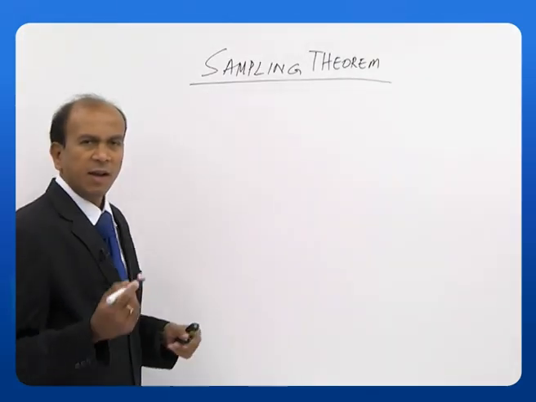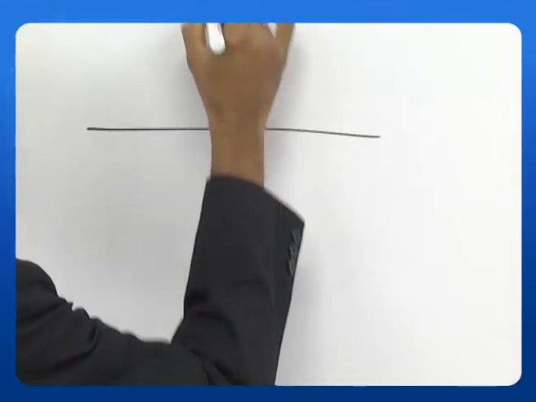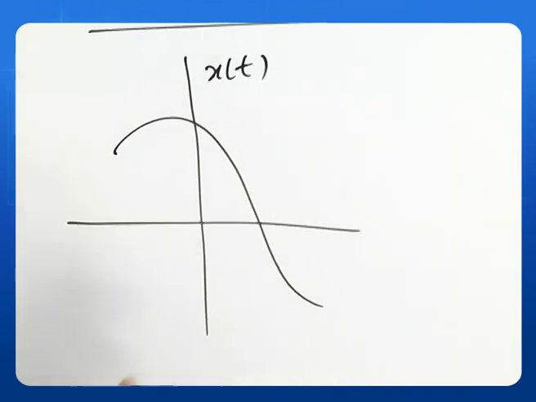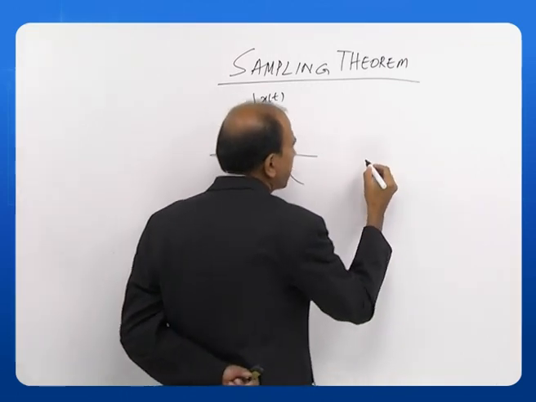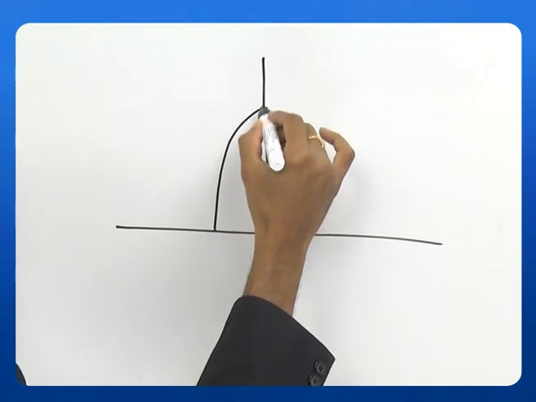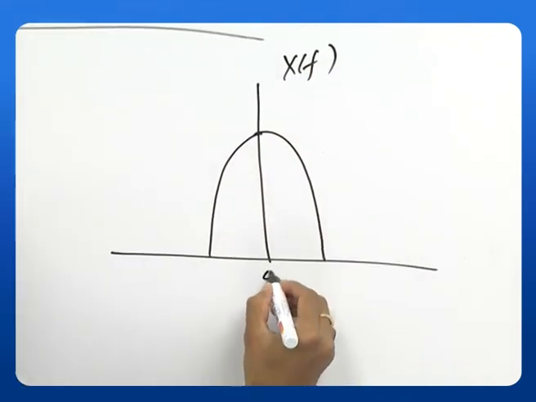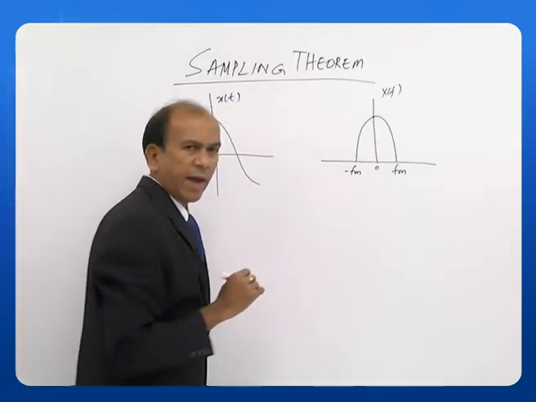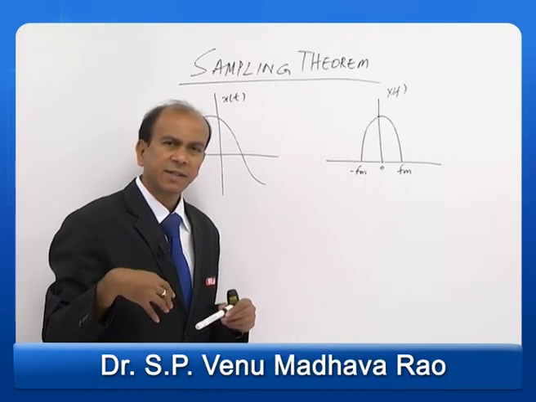First of all, let us represent x of t here. Let us say this is a continuous time signal, so I have some signal like this. This is my x of t. It will have a Fourier transform X of f. Let us say the Fourier transform of that will be like this. This is my X of f, and this is the maximum frequency Fm.